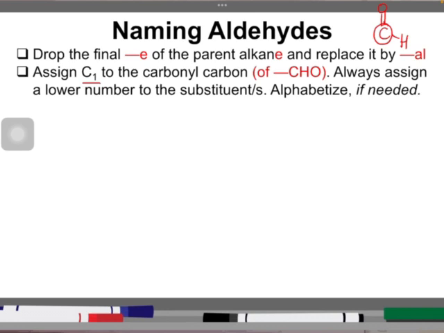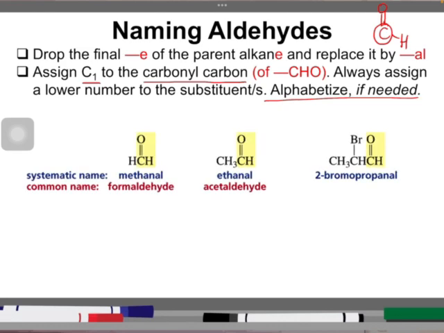So, always assign a lower number to the substituents and then alphabetize if needed. This rule applies when you have substituents connected or decorated on your parent chain. So, let's give some examples. For this example, we have already shown the systematic and common name.